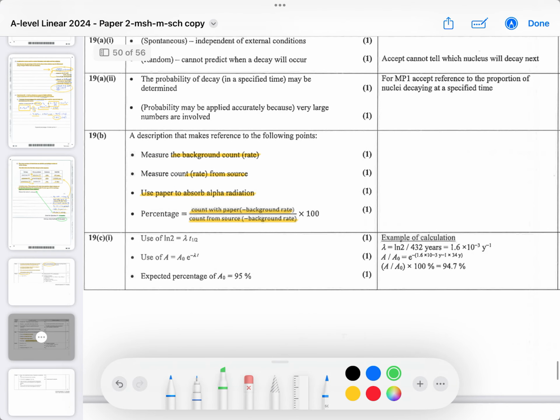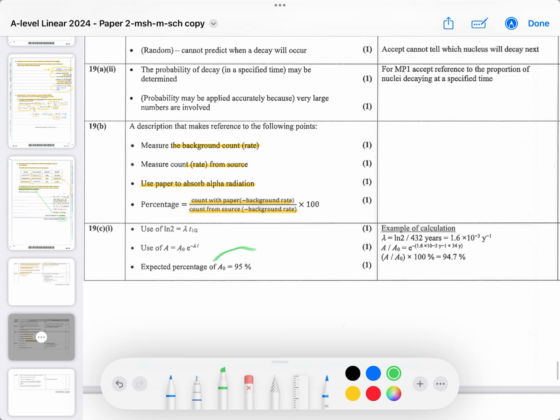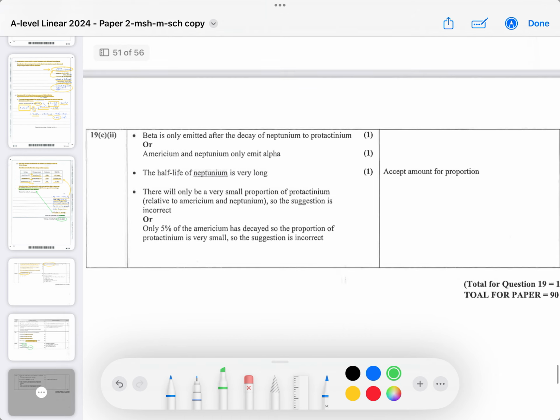Okay, so this is the last bit. We got the 95% here for using the activity equation. Yeah, and this is a very common equation. You need to know how to use that. And here's the final bit, which we just went through.